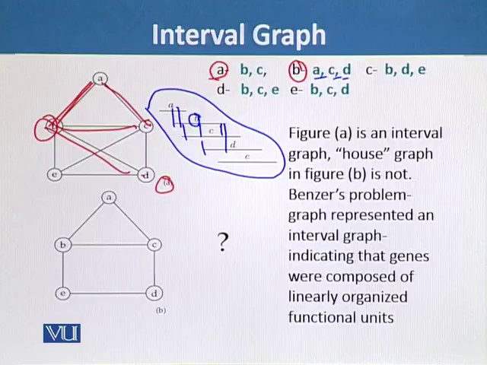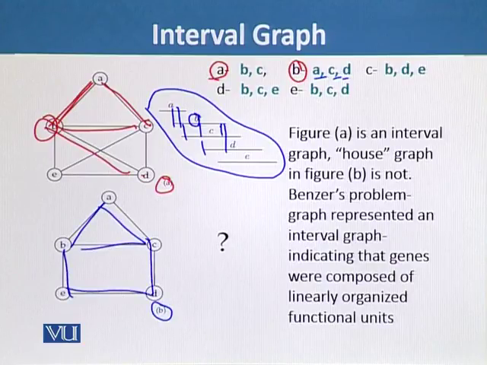But we can see in the other graph that is present as B, it is just like a house form, just like a house, and it is not an interval graph because there is no overlapping just like here in this graph.